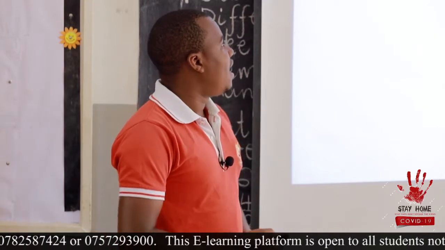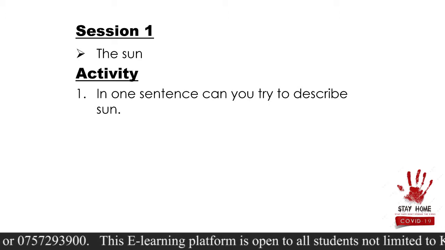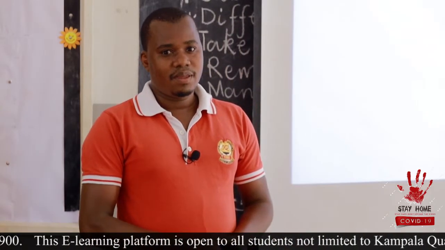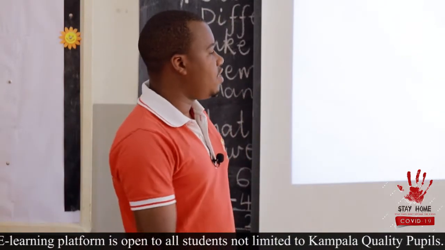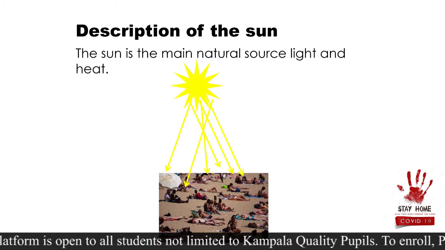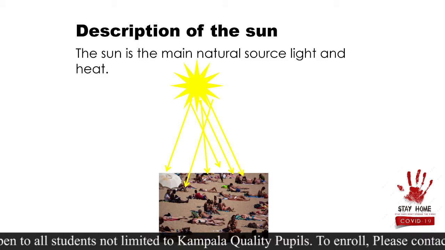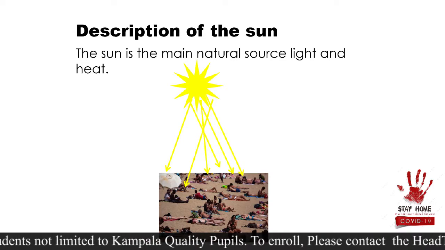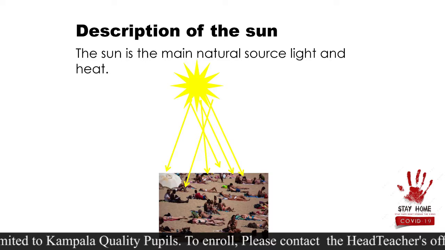So my good children, session one, the sun. In one sentence, can you try to describe the sun? I've given you 1 minute. Okay, I think you are done. Let us see now, compare your description with mine. The sun is the main natural source of light and heat. I have it here, you can see, and this is the sunrise coming. So these guys are getting light and also heat at the same time. So the sun is the main natural source of heat.